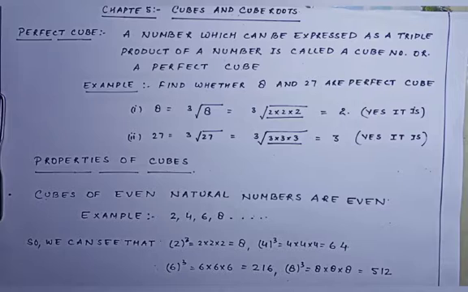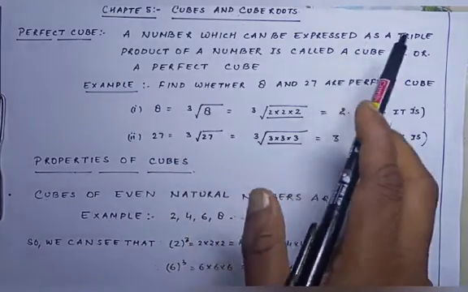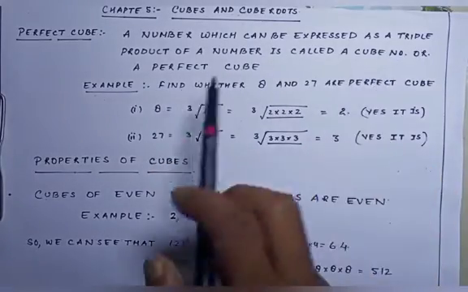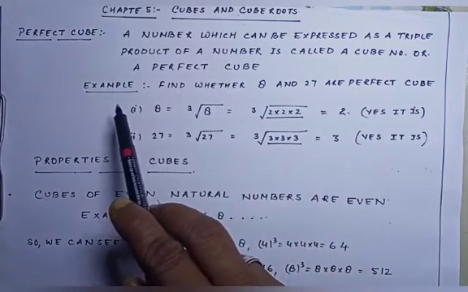Today we are going to start with a new chapter, that is chapter 5, cubes and cube roots. And the very fresh topic is perfect cubes. Let us see what a perfect cube is. A number which can be expressed as a triple product of a number is called a cube number or a perfect cube. Let us see with the help of an example.